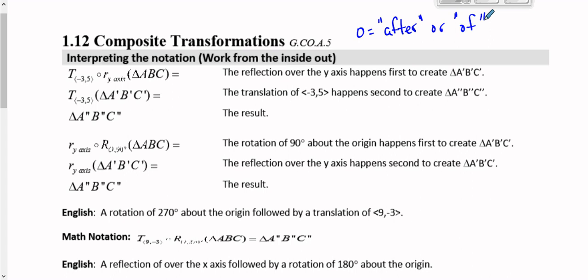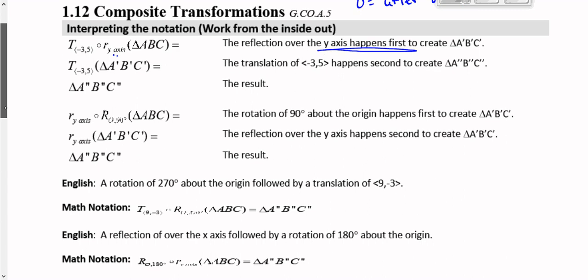Because remember, that little circle means after or of. So you do the reflection there. Basically that says we're going to do a translation of a reflection, or a translation after a reflection. So when you see the composite notation, the reflection in the y-axis happens first. That's read a translation of a reflection in the y-axis. So you have to do the reflection first to do a translation of it. Does that make sense? Or after.